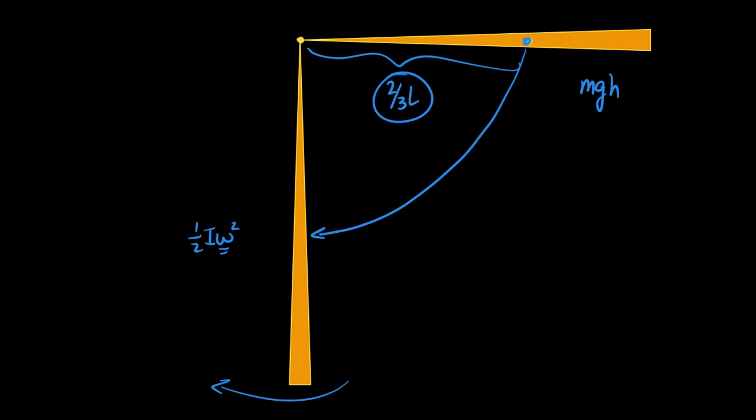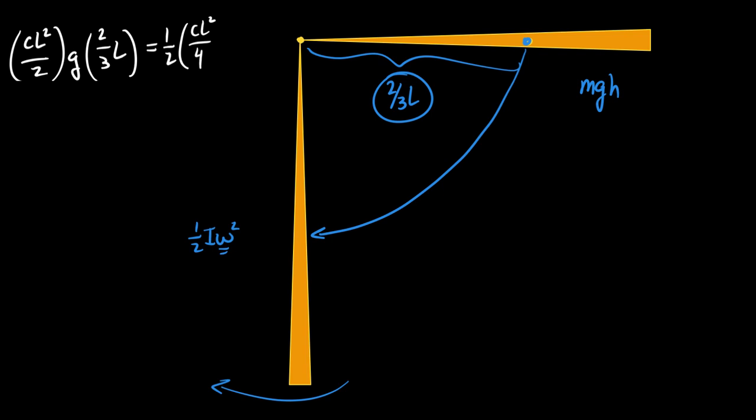We can't leave m in our function here because we derived m, and we have an expression for the center of mass of 2/3 L. So m is going to be CL squared over 2. So that's m times g times h, which is 2/3 L, and I'm going to set that equal to 1/2 times I. We have to use the moment of inertia that we found, which was CL to the 4th over 4, times omega squared. That all pretty good? You're just solving that for omega, so I think that's okay. I don't think you need me to do that.